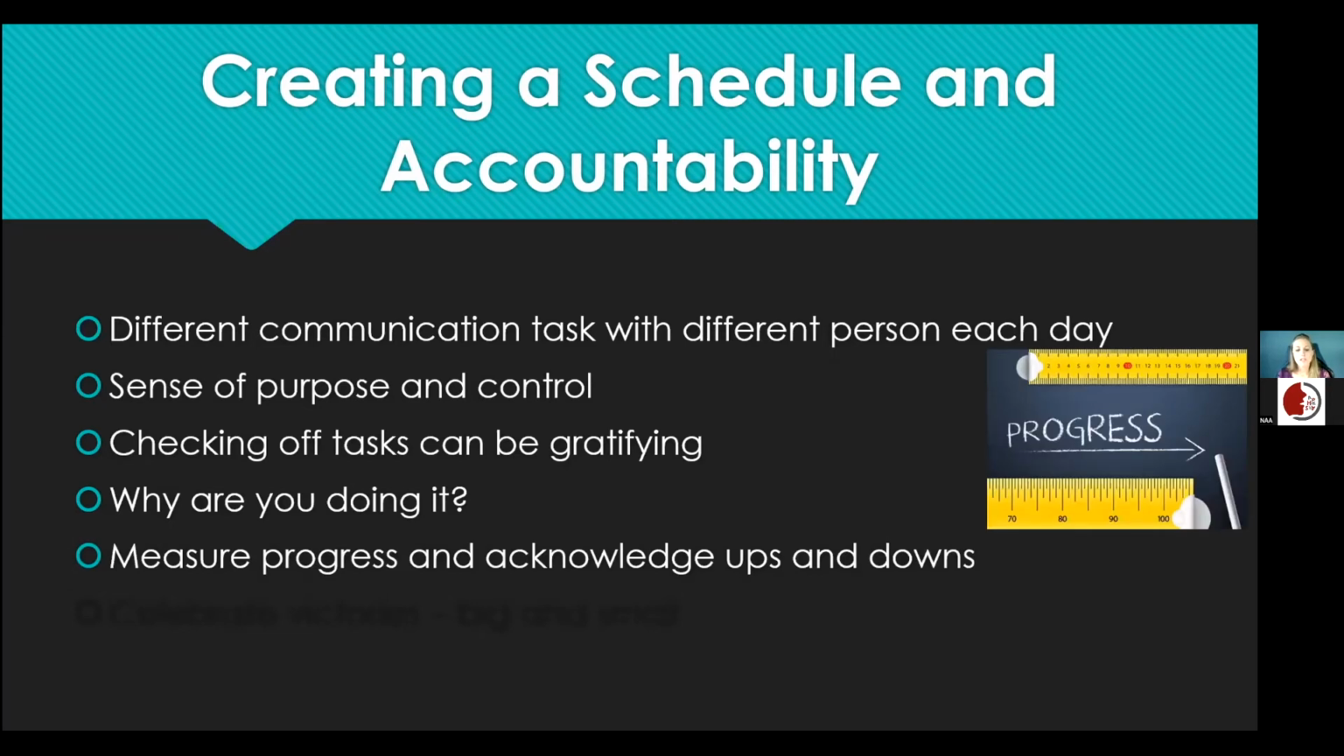And since your recovery has become your new full-time job, I encourage you to also see if you can find ways to measure your progress and acknowledge your ups and downs. Take pictures or even videos of what you're working on, what you've been doing, and share it with people. Share it with your friends. Share it on your social media page.